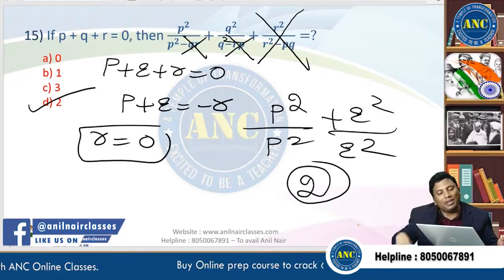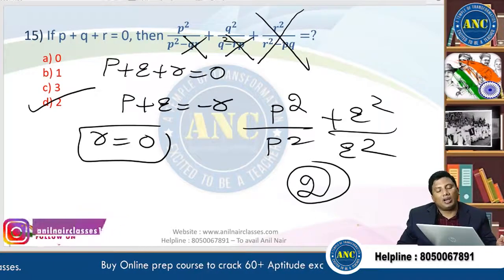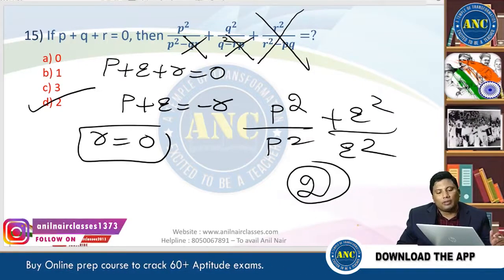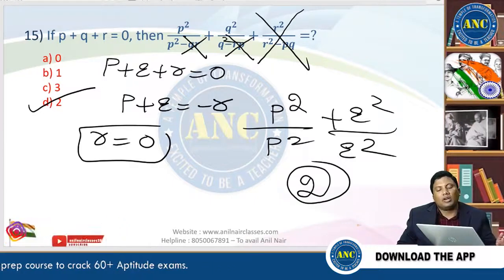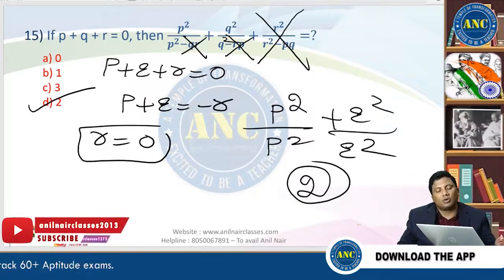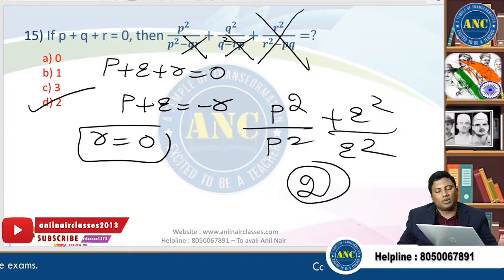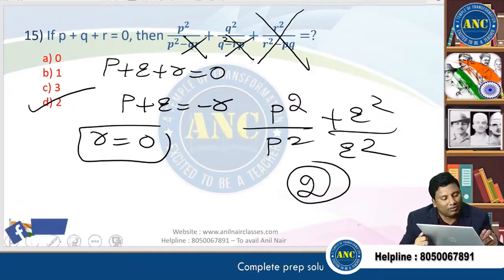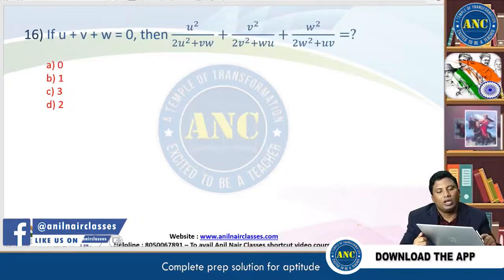Make dependent variable 0, make r value 0, qr out, rp out, r square divided by r square that is also out, p square by p square is 1, q square by q square is 1. 15th problem. Next one.